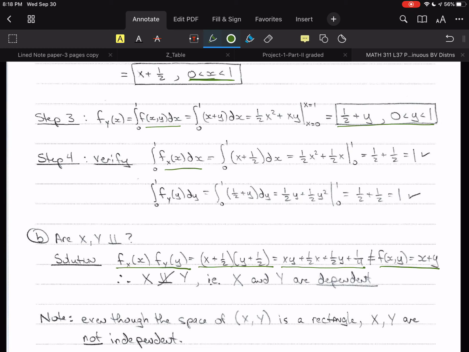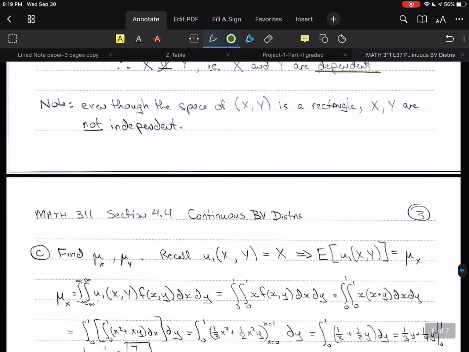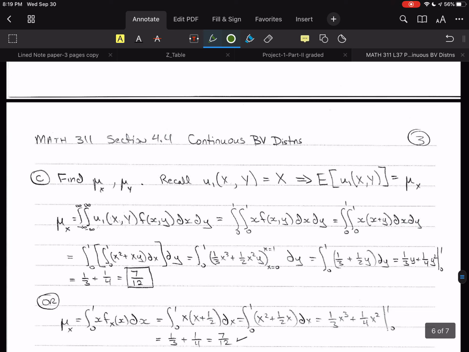So x and y are not independent, or you could say x and y are dependent. So even though the space of xy is a rectangle, x and y are not independent. That's only part of what we need to know in order to determine if x and y are dependent or independent.